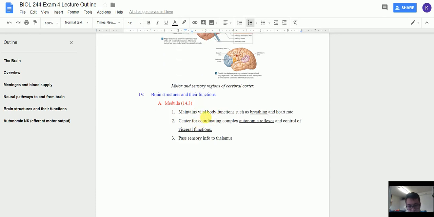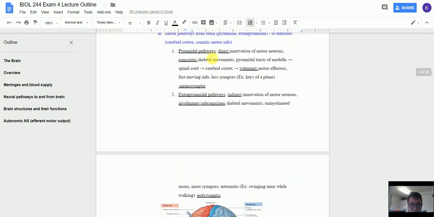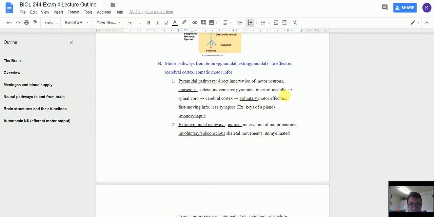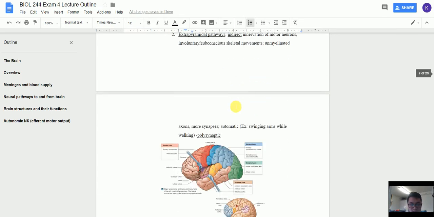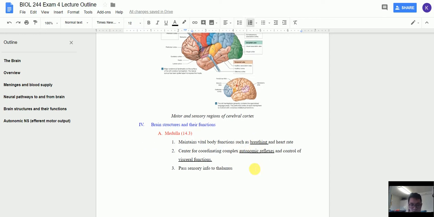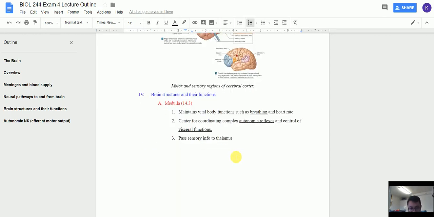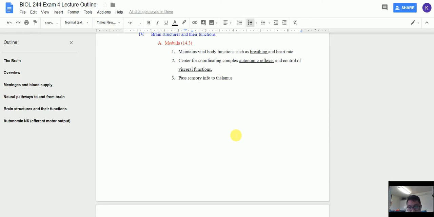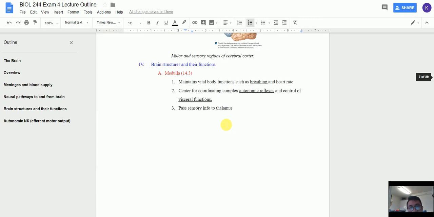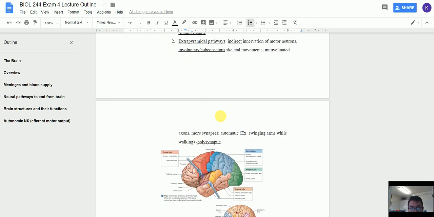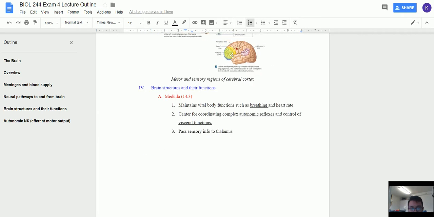The medulla is important for breathing, heart rate, centers for complex autonomic reflexes, and control of visceral functions, as we've seen with pyramidal pathways. It starts at the medulla, goes into the cerebral cortex, then to the effectors. So it's also part of those autonomic reflexes and control of visceral functions, and passes sensory info to the thalamus. Medulla passes to the thalamus.